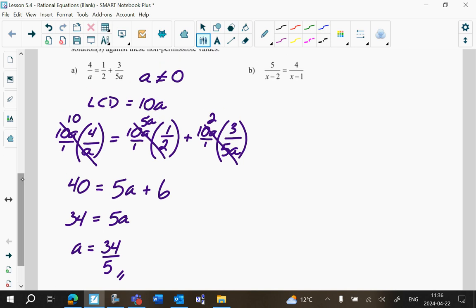Remember, when there's more than one term, you got to think of them together with parentheses. What can't x be here? 2 and 1. And what's the LCD of x minus 2 and x minus 1? You just multiply them together.